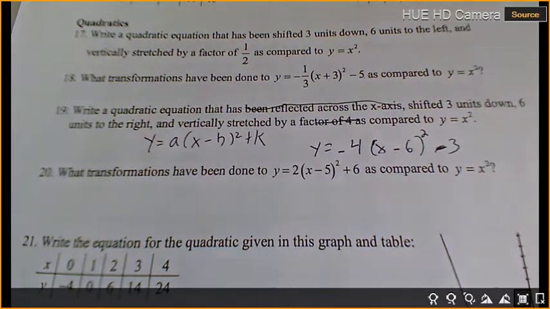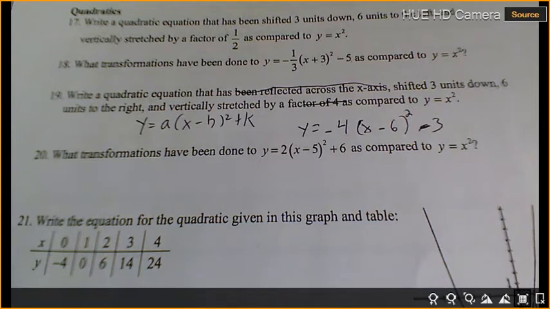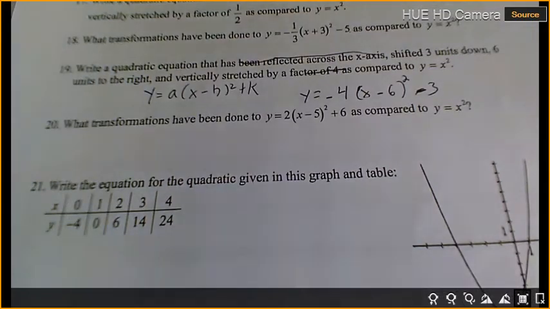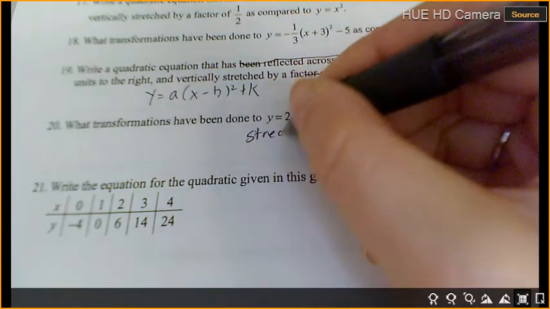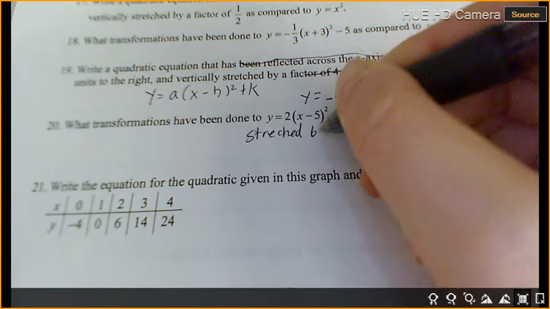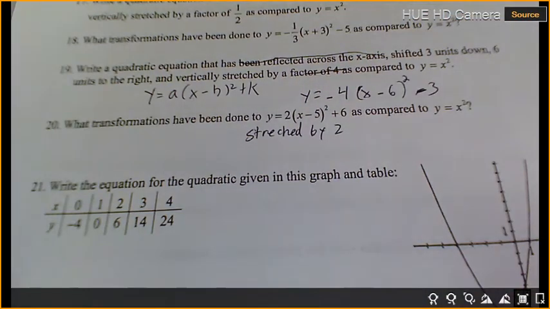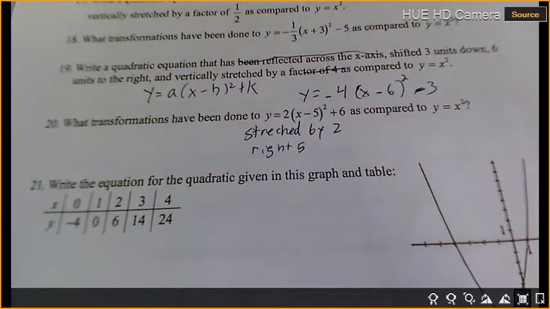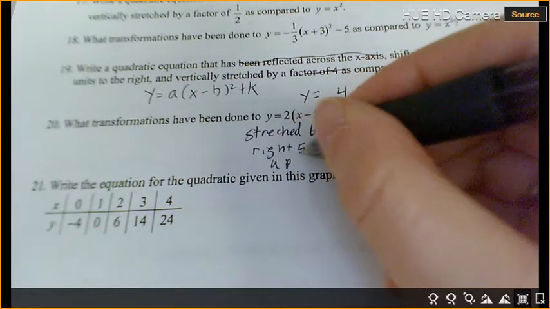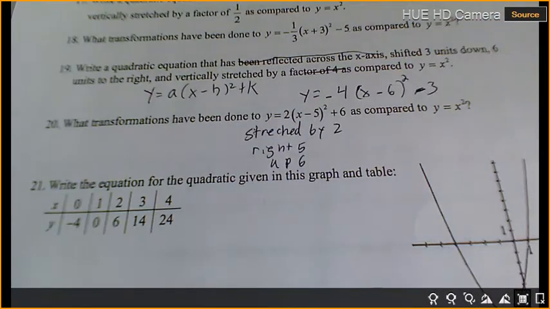Okay? All right. What transformations have been done to y equals 2 times x minus 5 squared plus 6? What transformations have been done? It's been stretched by 2. Stretched by 2. What else? Right 5, good. And up 6. Okay. Yep.